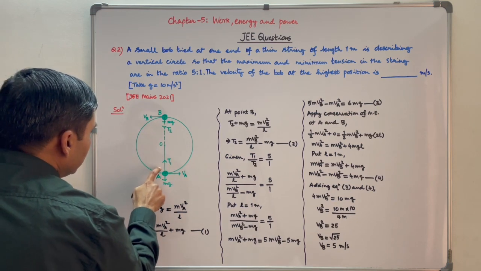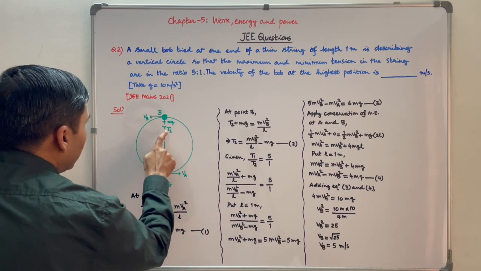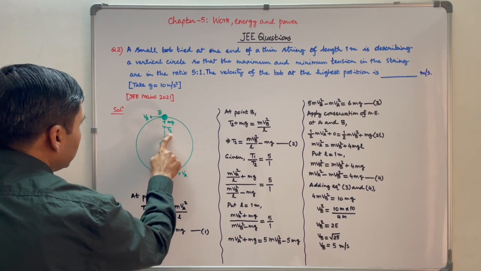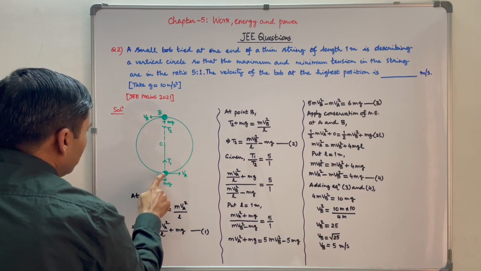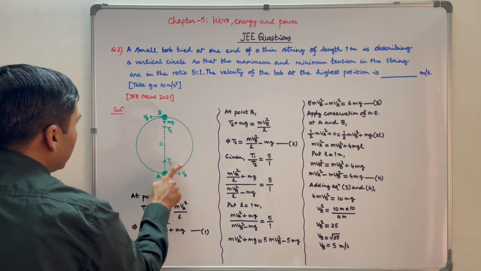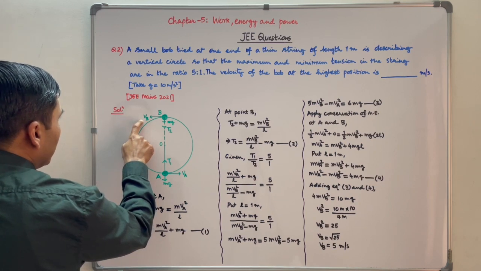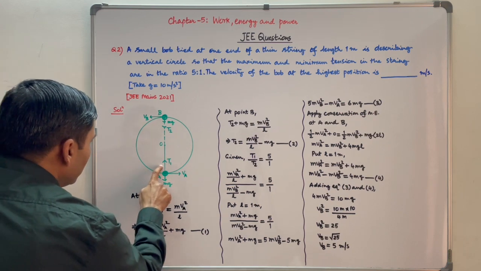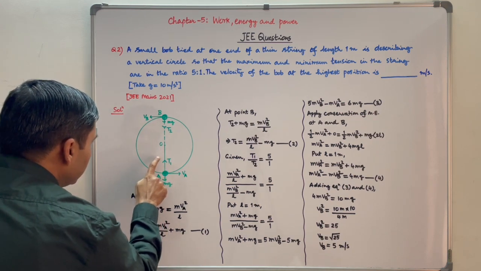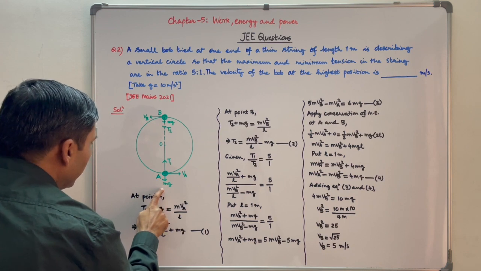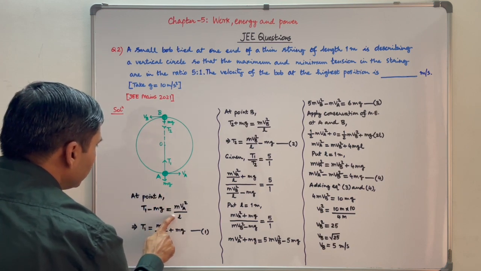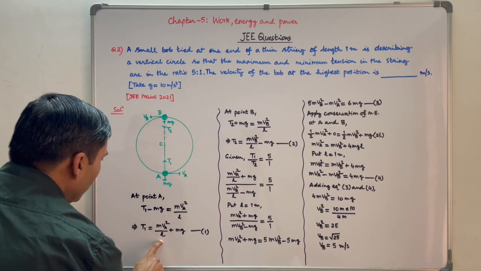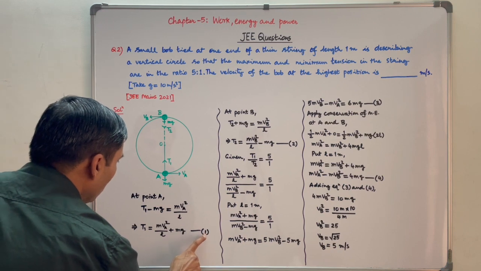Suppose tension in the string at lowest point is T1 and at topmost point is T2. So T1 is to T2 is 5:1, that is given. Suppose velocity of the bob at lowest point is VA and at highest point is VB. We have to calculate the value of VB. At point A, the net force towards the center is T1 minus mg and that will provide necessary centripetal force, that is mVA square upon L. So T1 is equal to mVA square upon L plus mg. Suppose this is equation number 1.